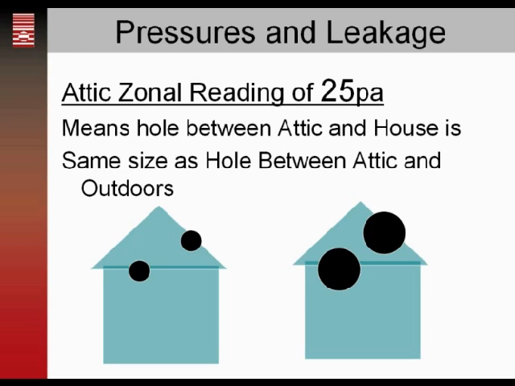one thing to keep in mind is that this shows a couple of examples where we could have an attic zonal reading of 25 pascals. That means that the hole between the house and the zone is the same size as the hole between the zone to the outside. It doesn't tell you anything about the size of the hole. It just tells you that the size of the hole is equal.